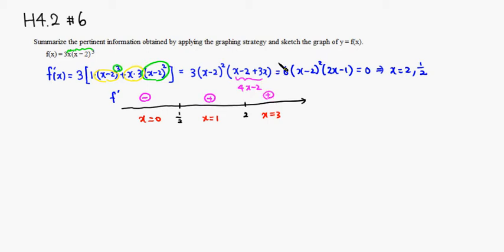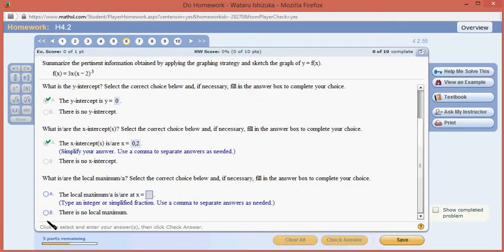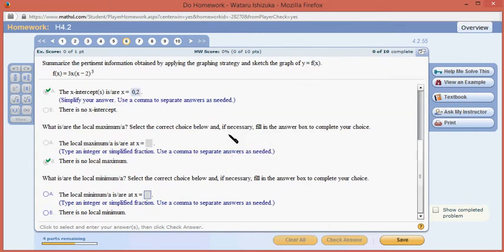So the original function is decreasing there, and increasing there, and increasing there. So you can see that you're going to have a local minimum here, and there's no local maximum. So there's no local maximum. We got that. And the local minimum is going to happen at x = 1/2.